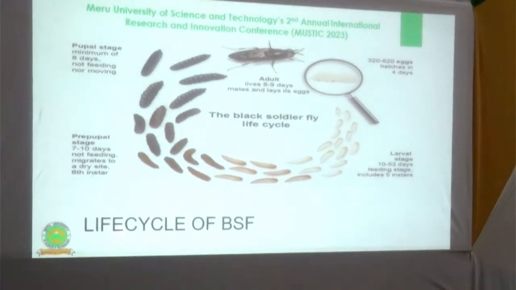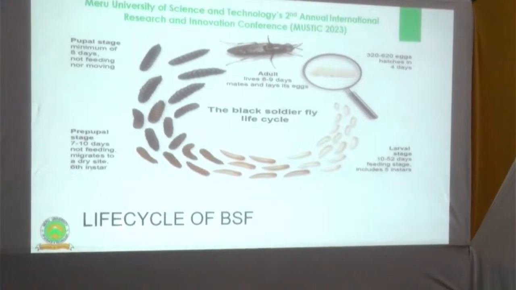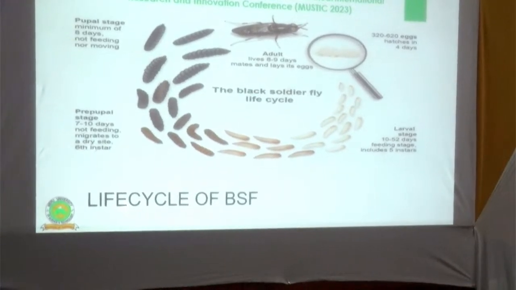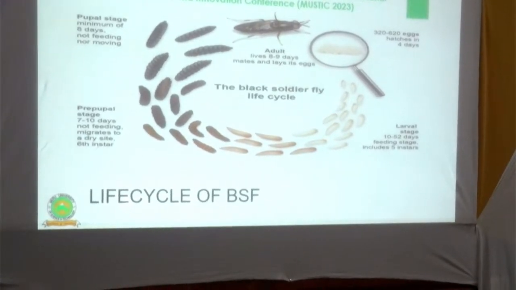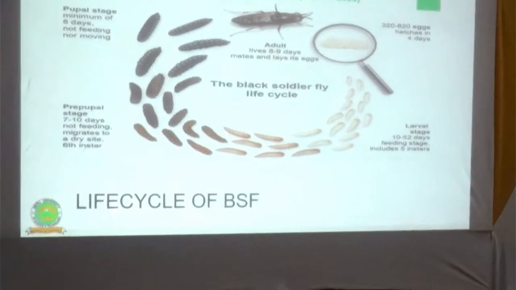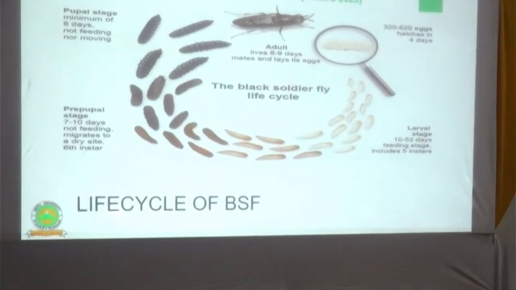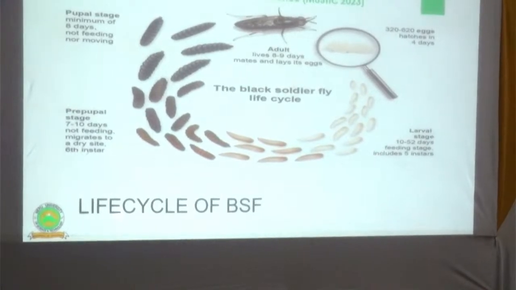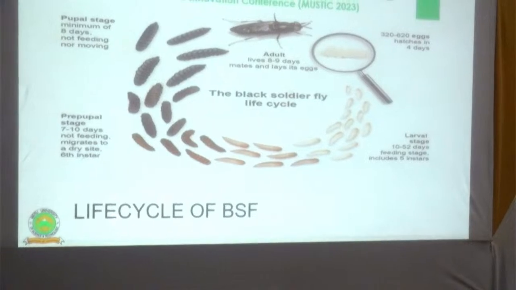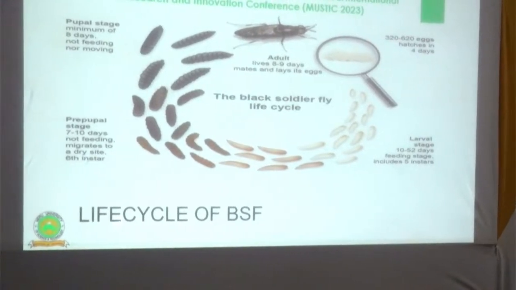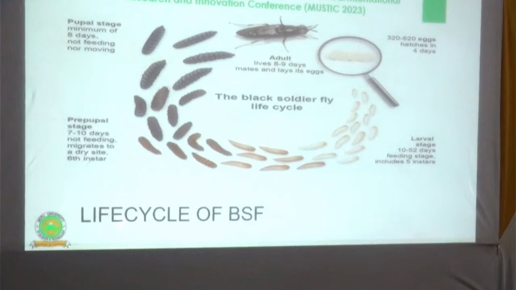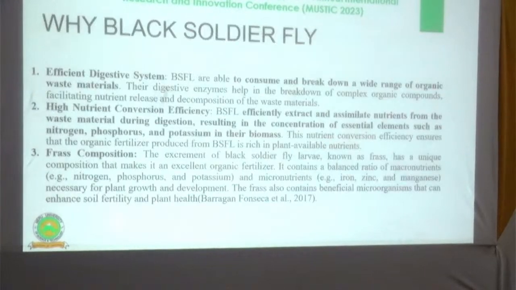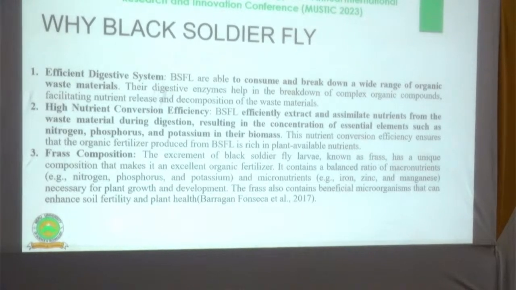This is the life cycle of the black soldier fly, with about 320 eggs that hatch in 4 days. They go to the larval stage, 10 to 52 days, where they feed constantly, which includes 5 instars. Then they go to the prepupal stage, 7 to 10 days, when they're not feeding, and they migrate to a dry site. And then they go to the pupal stage, which has a minimum of 8 days where they're not feeding and not moving. Then they go into the adult stage, 8 to 9 days, where they mate and lay the eggs.